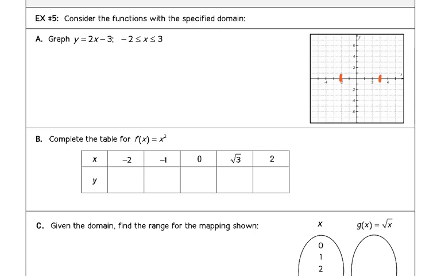So graphing this line, I know my y-intercept is -3, and my slope is 2, right? So I'm going to go up 2 over 1, up 2 over 1, and so on. Down 2 over 1, down 2 over 1. And I get a line, but I cannot go past those endpoints, all right?